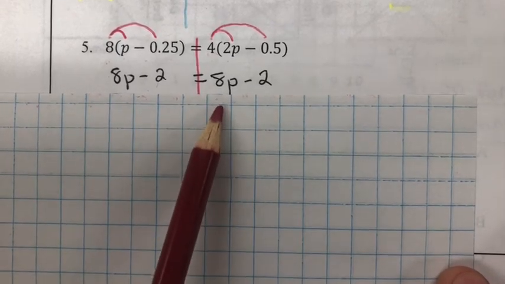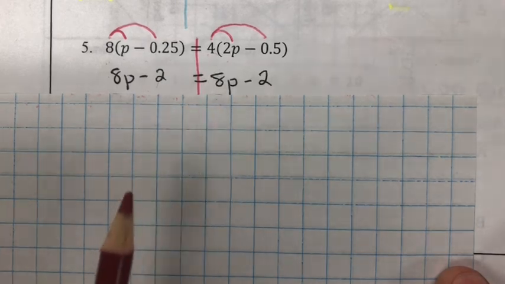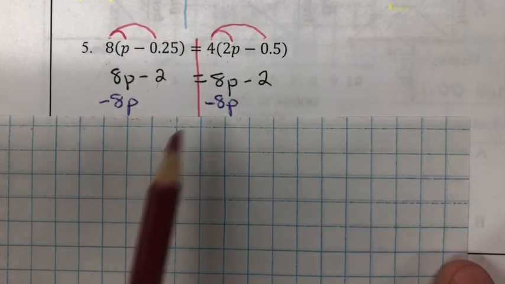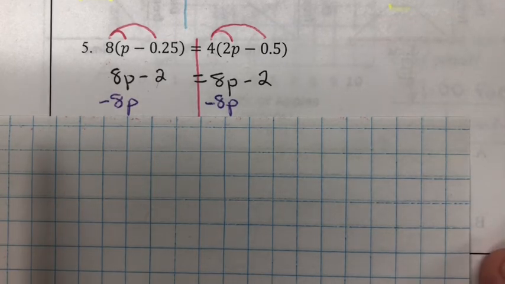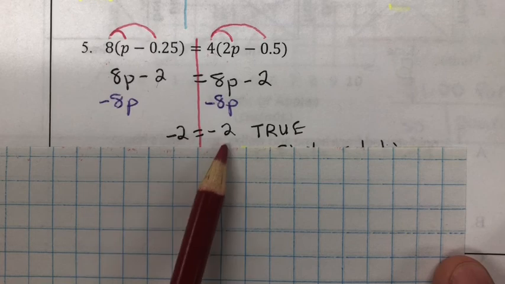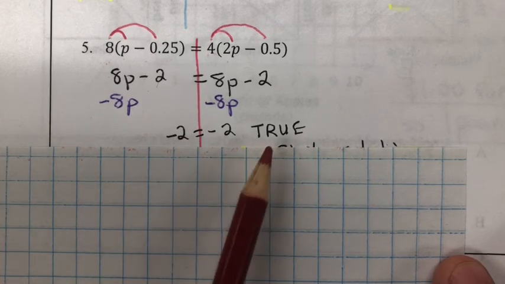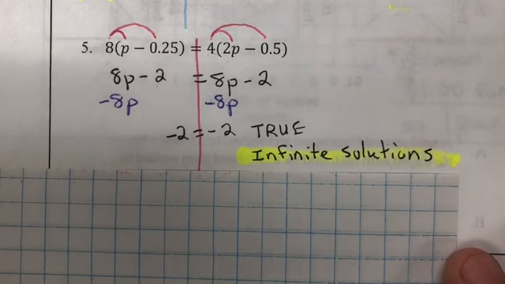Now we're going to subtract 8p from both sides. Zero pair, zero pair. And we get negative 2 equals negative 2. Well, that's a true statement. So there's infinite solutions.